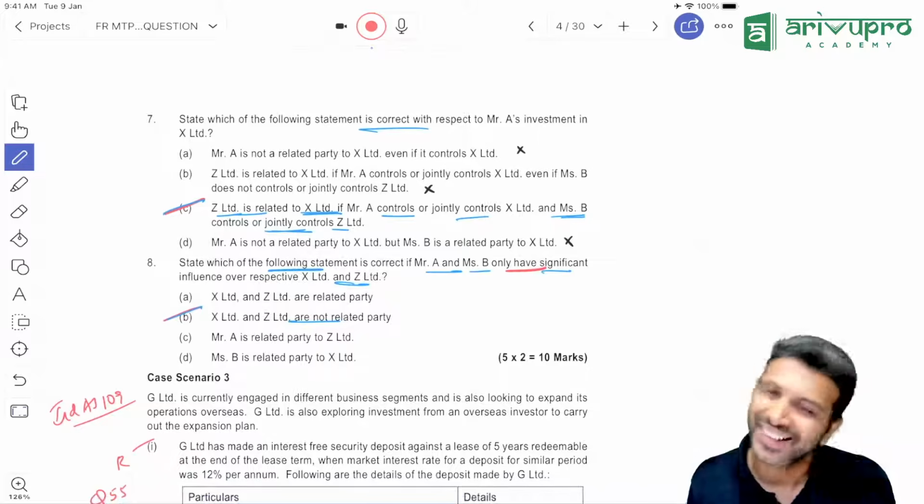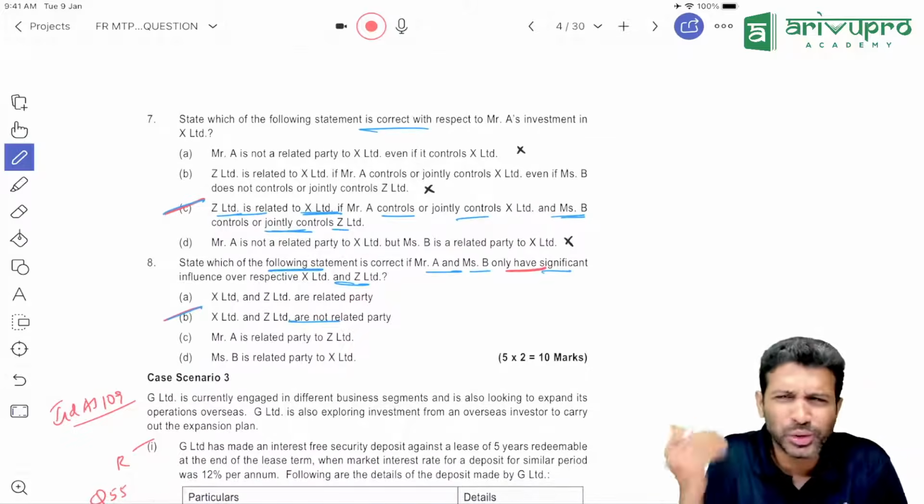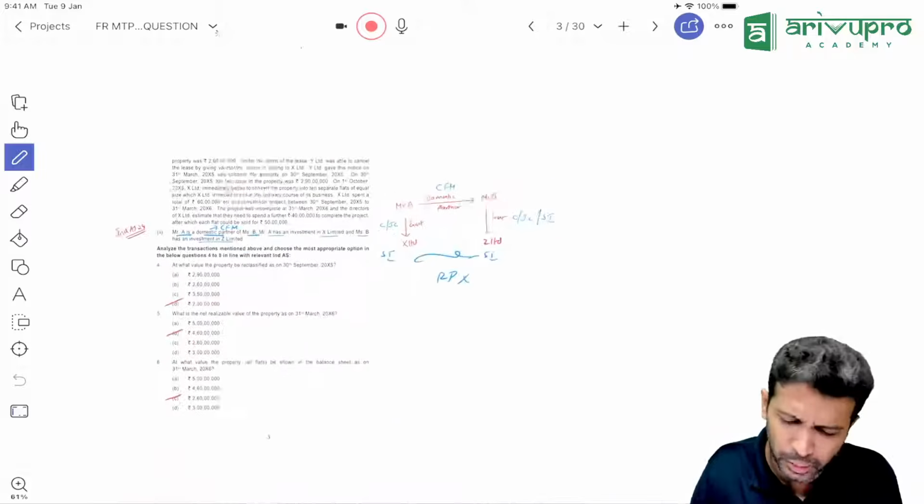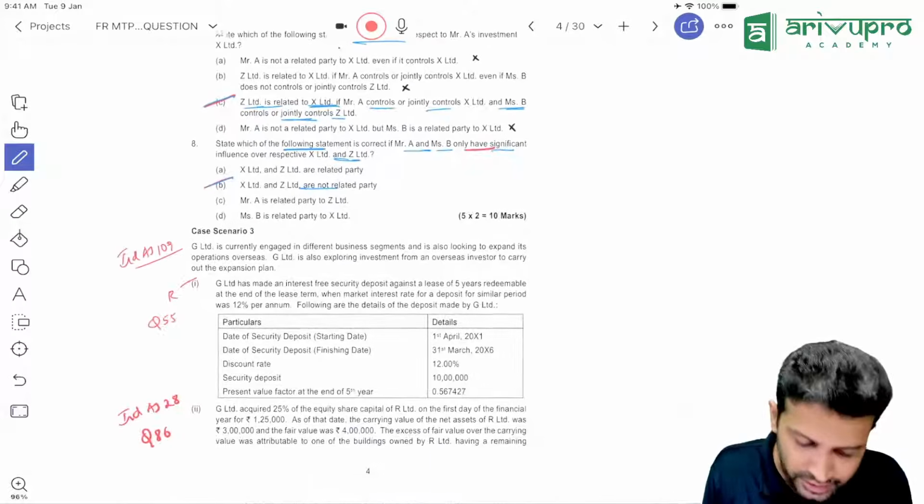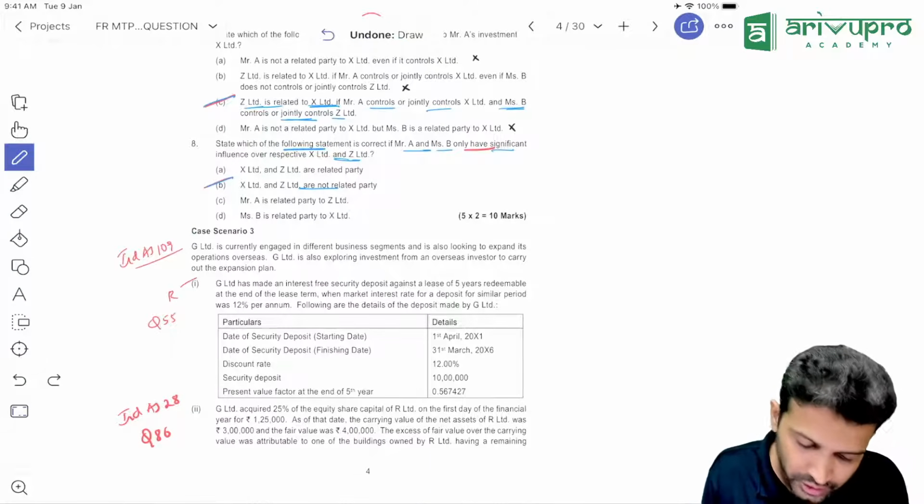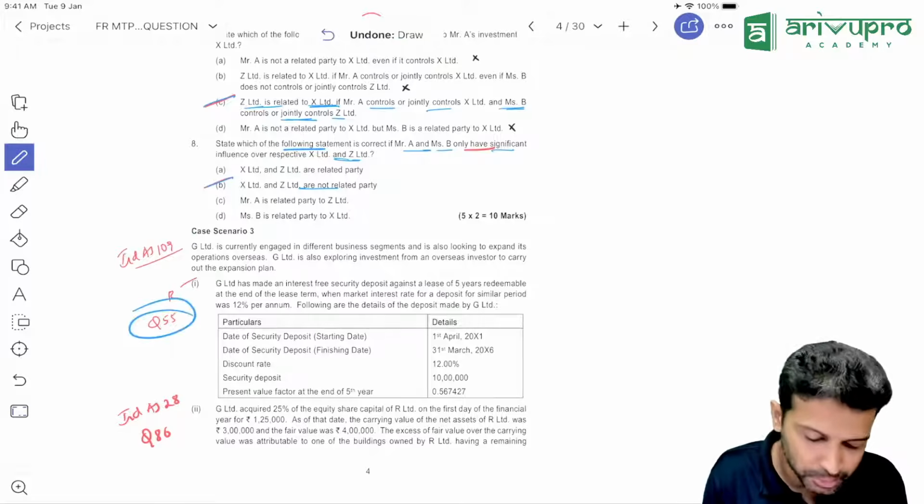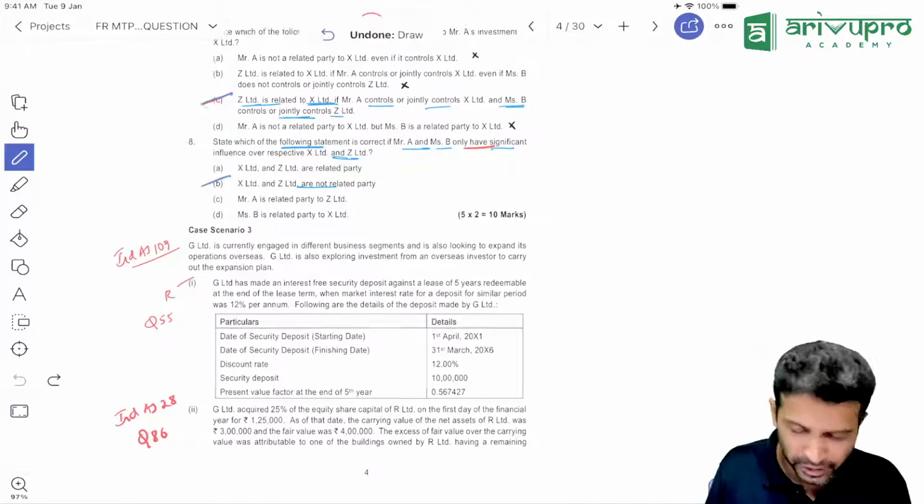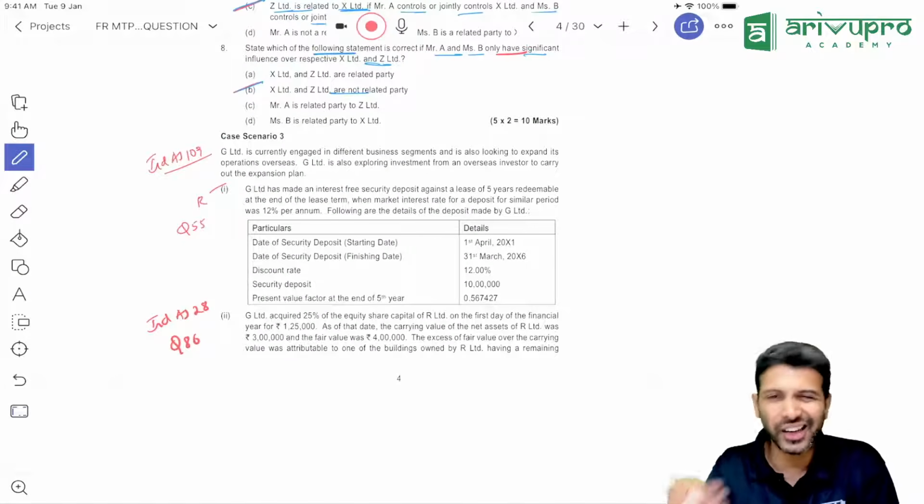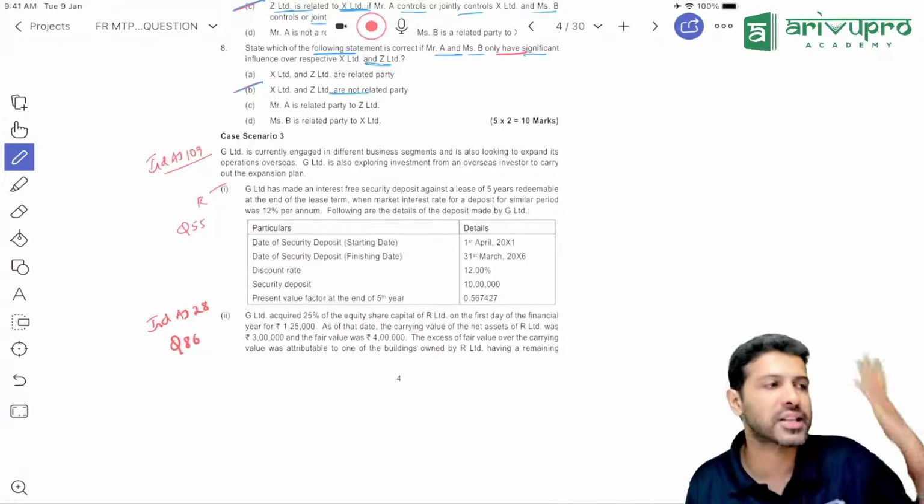This is an extra twist, not really new. We knew this, just that they brought it in a different way. Case number 3: the first part is Ind AS 109, question number 55 in our regular class notes. A repeat question, the same question. Just that we have done it in a descriptive way, and here they've asked it in MCQ format.